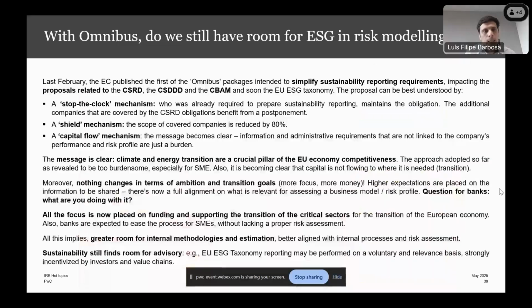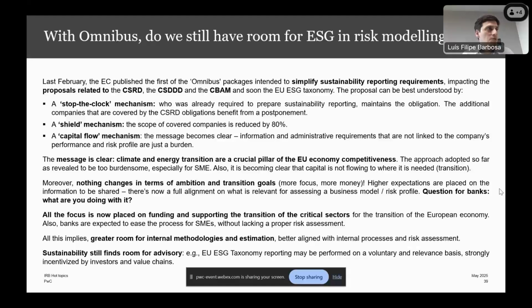You may ask whether, with Omnibus, there is probably no room for ESG in risk modeling because there will be a very aggressive slowdown. We don't believe in that. We know that there is a clear refocus. We know that climate and energy transition is a pillar for the EU economy. We know that the burden that some companies, in particular smaller ones, were facing in terms of reporting will clearly be addressed through the Omnibus, but there are some questions for banks, and in particular, banks will need to fund all these transition efforts. And the focus on the importance of banks is clearly stated.